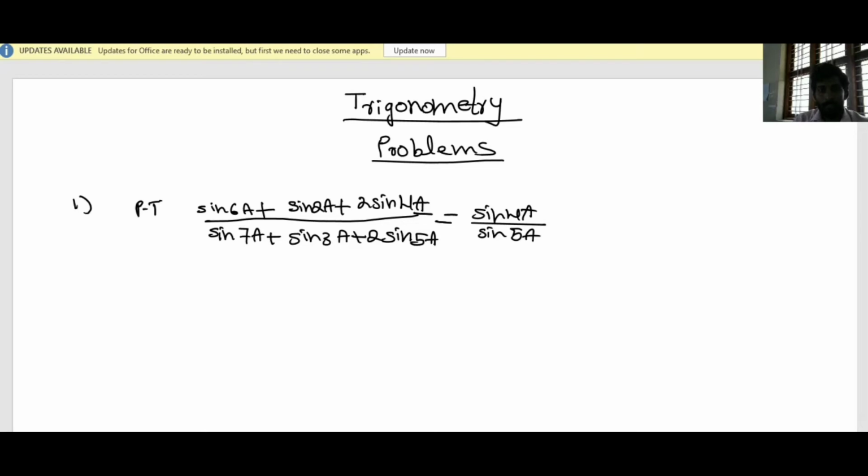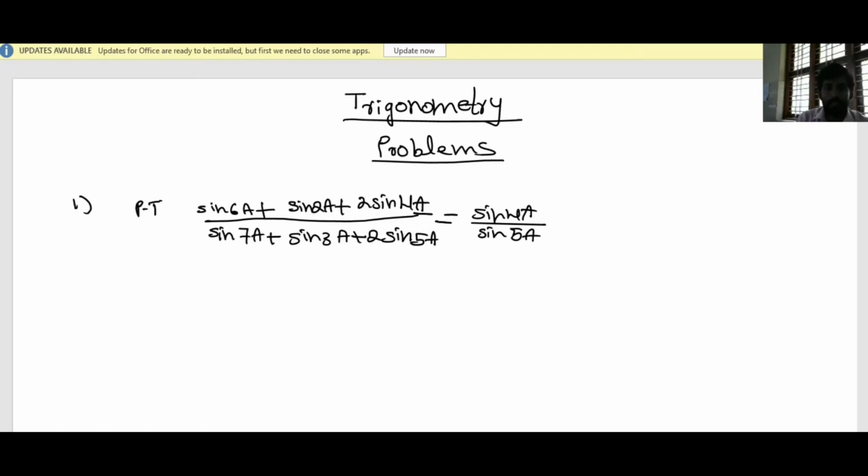Okay. See the first question. Prove that (sin 6A + sin 2A + 2 sin 4A) divided by (sin 7A + sin 3A + 2 sin 5A) is equal to sin 4A divided by sin 5A.